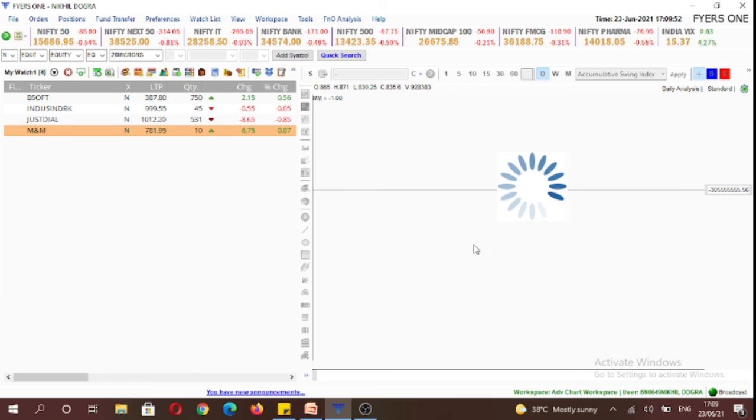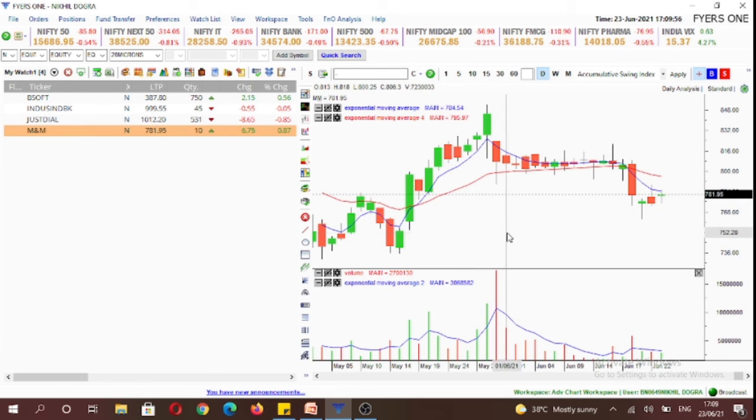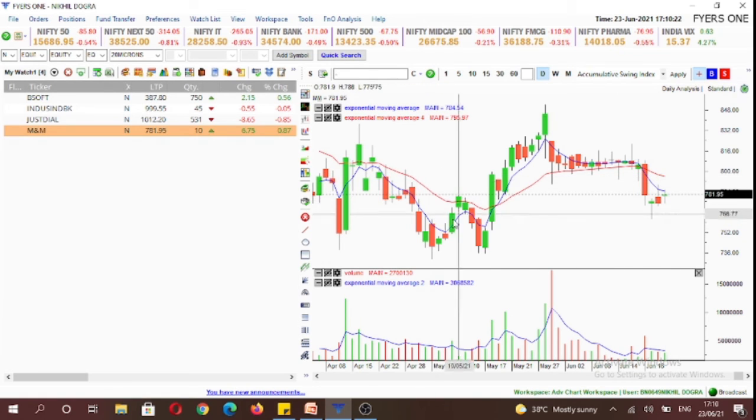And our final stock for tomorrow is Mahindra and Mahindra. It is in a downtrend based on moving averages crossover, and price is trading below 5 and 20-day exponential moving average. So we'll look for selling opportunity below 774.9 with full size, and we'll look for buying opportunity above 786.1 with half our normal size, as Mahindra and Mahindra is in a downtrend based on the exponential moving averages at this point of time.